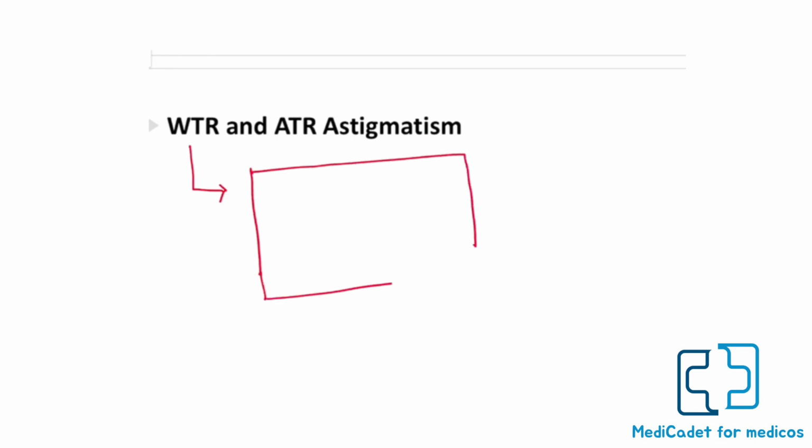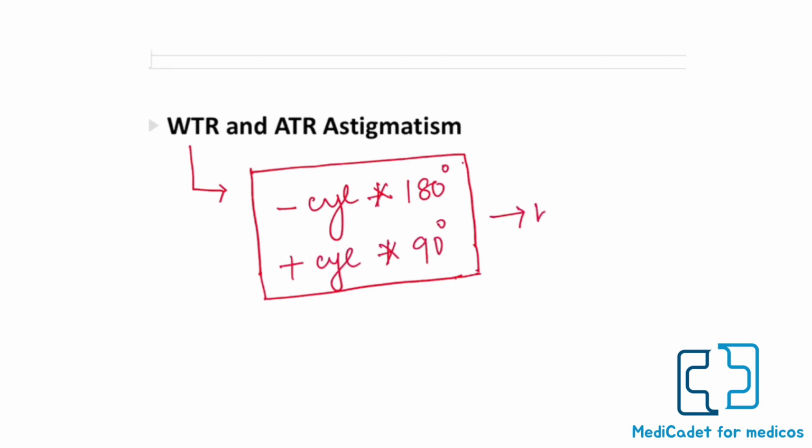What is the rule? To see whether it is WTR or ATR, you have to look only at the cylindrical part of the prescription. You can forget the spherical part. Just look at the cylindrical part and see if there is a minus cylinder cross 180, or if there is a plus cylinder cross 90, then that is WTR, with the rule. Therefore the opposite of it is against the rule. If you apply this, you will be able to solve the questions. So minus cylinder cross 180 or plus cylinder cross 90 is with the rule. Opposite is obviously against the rule.